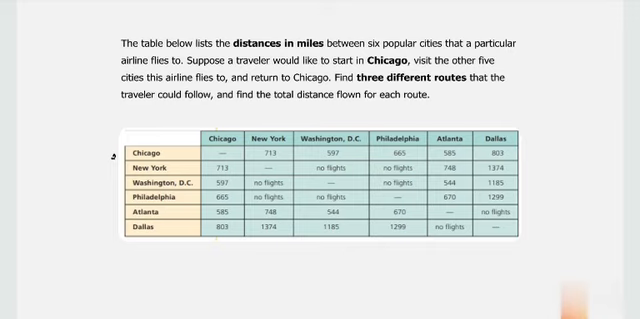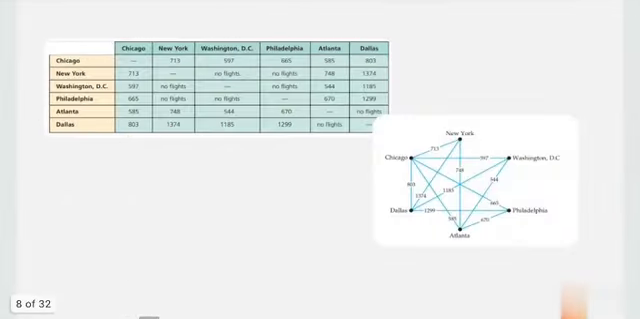So this table means that from New York to Chicago, the distance is 713 miles. Since this cell is also the intersection between New York and Chicago, you expect that the value will be the same. This cell is the intersection between Chicago and Chicago, so dash, no value, of course. You're already in Chicago. And then there are some cities that have no flights going in and out of them. For example, Philadelphia going to Washington and vice versa, there are no flights. The same with New York to Philadelphia, no flights. So you're given the values.